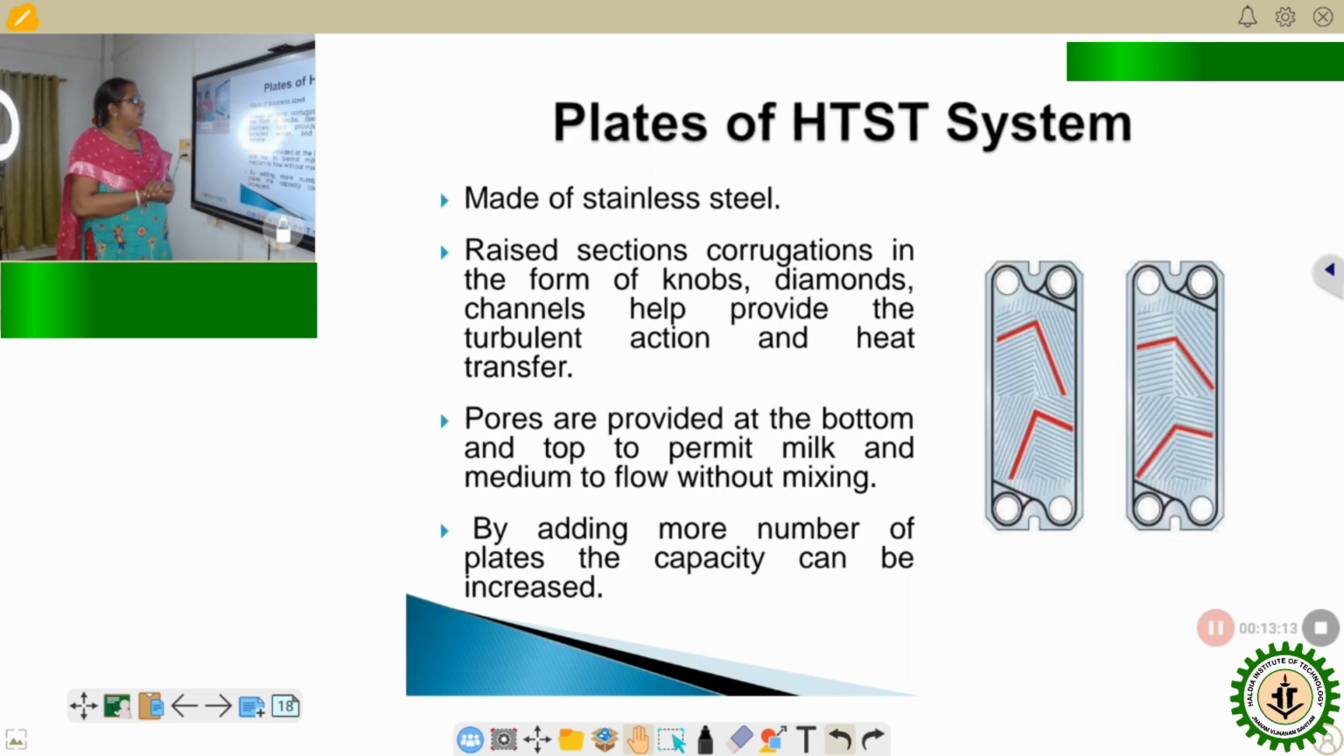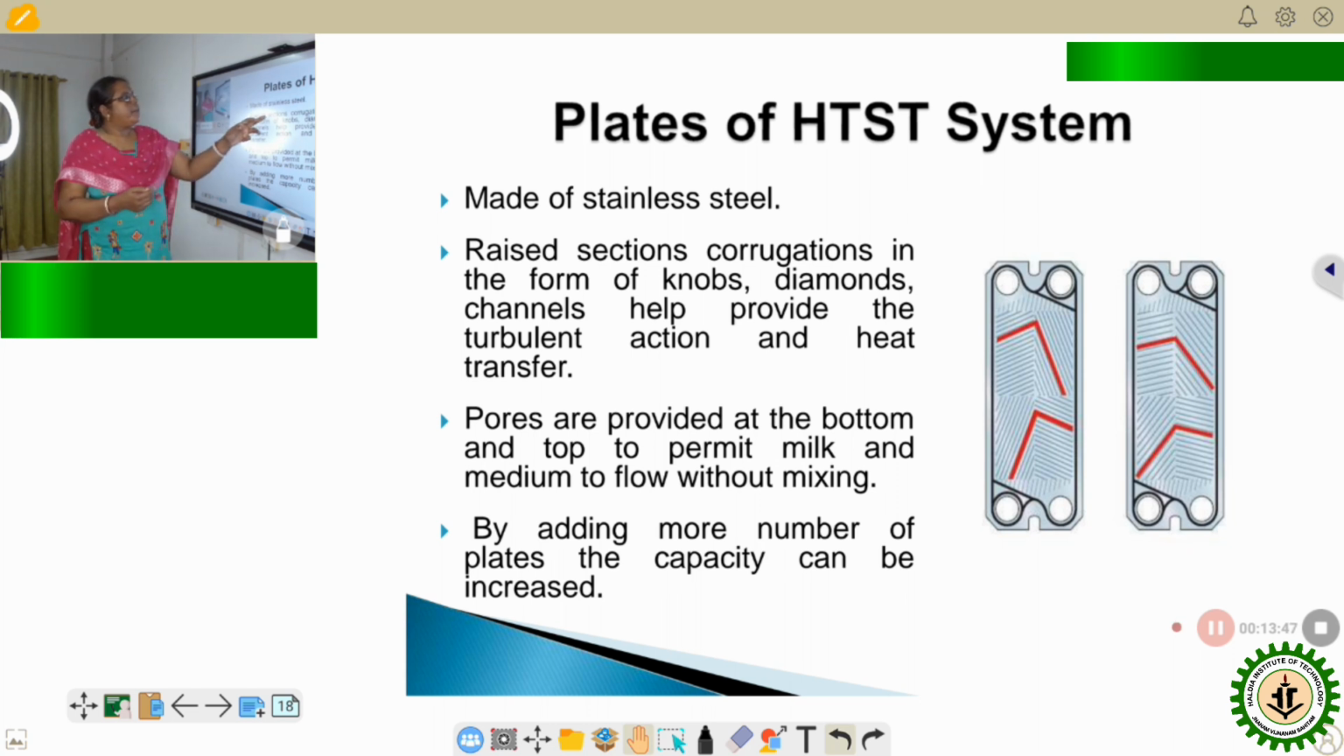Next, the important thing is the plates. The plates are made up of stainless steel, and in these plates you can find some raised sections or corrugations. Due to the presence of these corrugations, milk can flow easily through the plates without falling directly through. Sufficient time is provided there.